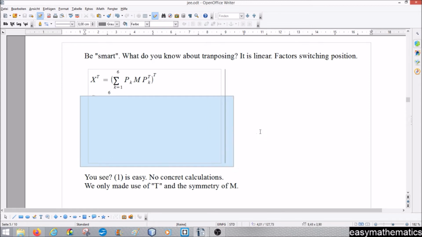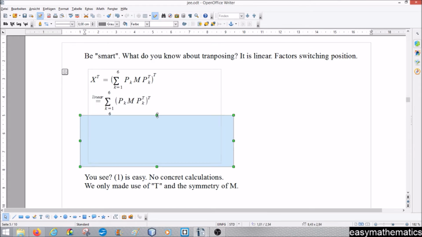So we will see. The first step is, you should know that transposing is linear, and if we transpose a product, the factors switch positions. Okay, so we start with x transposed. This is by definition of x. We transpose the whole sum.